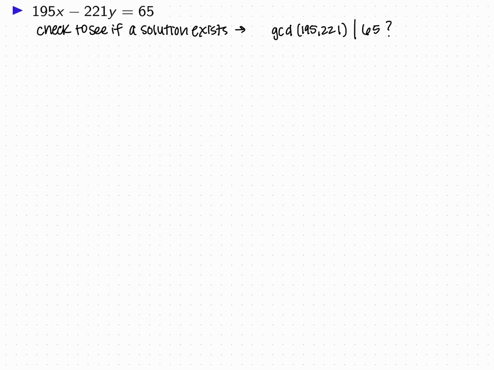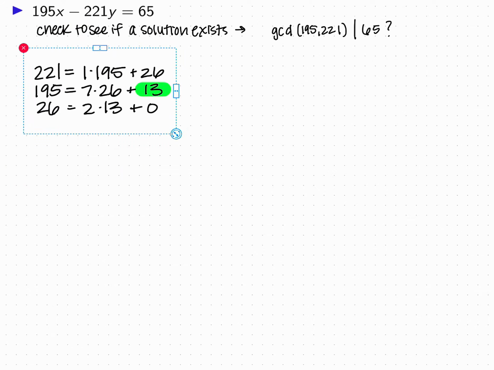So the first thing we need to do is find that GCD. I have already done this work for us. And here we go. We can see that the GCD of 221 and 195 is 13. So what we're asking is, does 13 divide 65? And the answer is yes, because 13 times 5 is 65. So this linear Diophantine equation will have a solution. What we're going to do is find a solution and then use that to generate some more solutions.